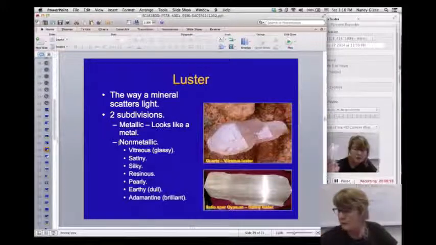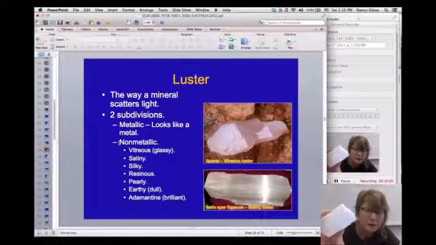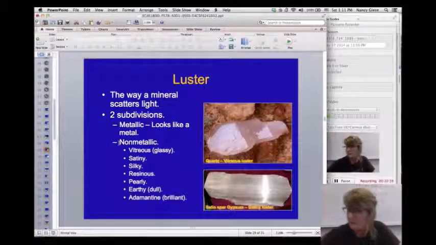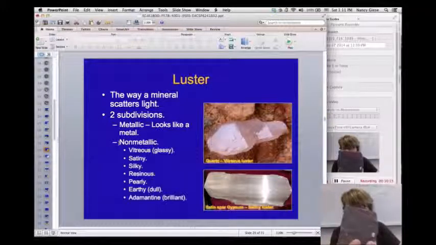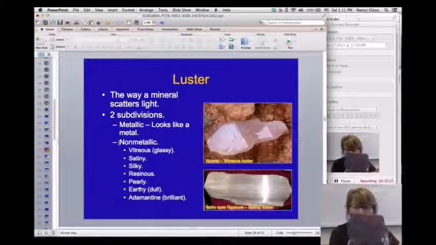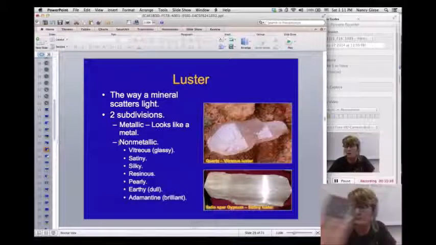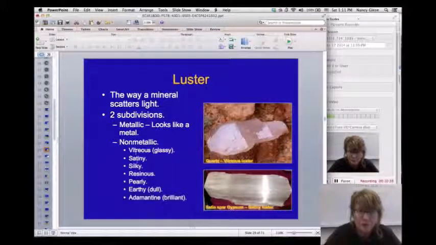But maybe it's not metallic, but it doesn't really look that glassy. Maybe it looks more pearly or satiny in luster, the way that it reflects light. It's not quite like glass. And then, using this hematite example again, maybe it doesn't look exactly metallic, so it's non-metallic, but it doesn't react with light in a shiny, glassy way. Maybe it looks more earthy, so maybe this is a non-metallic, earthy luster. So there's different ways to describe a non-metallic luster, as you can see from this partial list here on the slide.